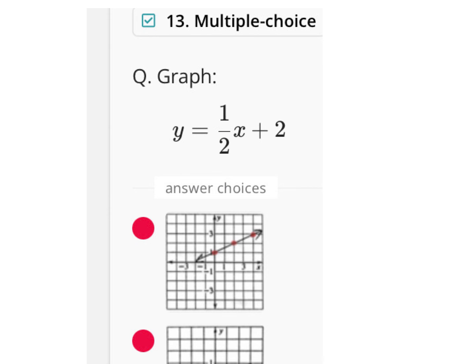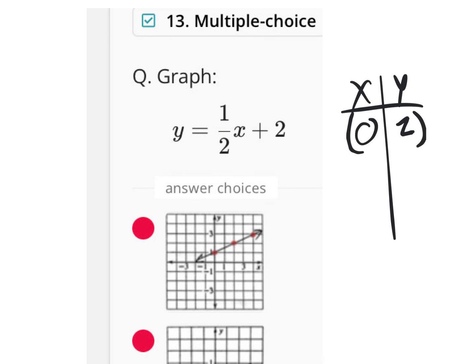Getting to some graphing equations, and we do have them in function form. Y is by itself, and whenever you do have a fraction, I recommend you to not use 0, 1, and 2. Always use 0, because whenever you plug in a 0, that term becomes 0, and this number will be your output. So plug in 0: 1/2 times 0 is 0, 0 plus 2 is 2. So (0, 2) is a coordinate. So instead of looking at my multiple choice answers, I'm just going to go to an x-y graph and go to the coordinate 0 on the x, 2 on the y, and put a dot right there.